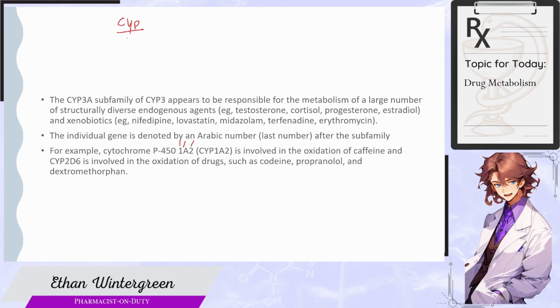So let's review how to name a CYP and how to read a CYP enzyme. CYP means cytochrome P450, so the cytochrome P450 enzyme. It is followed by a number, which is the family. Then a letter, the subfamily, then another number, which is the exact gene.